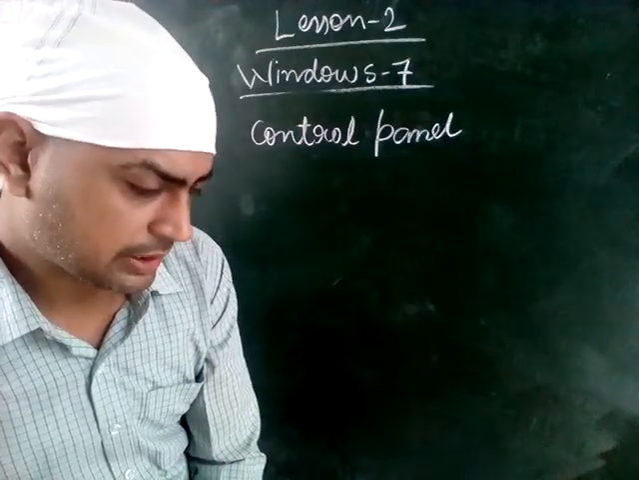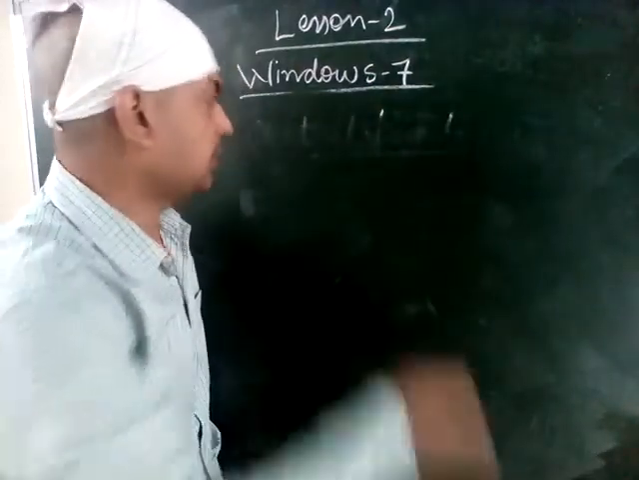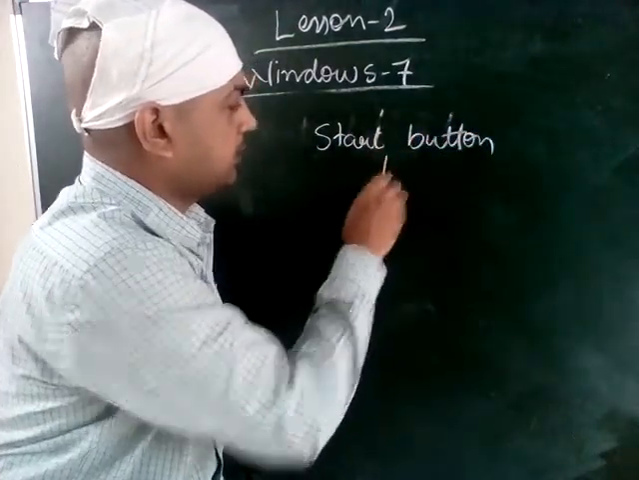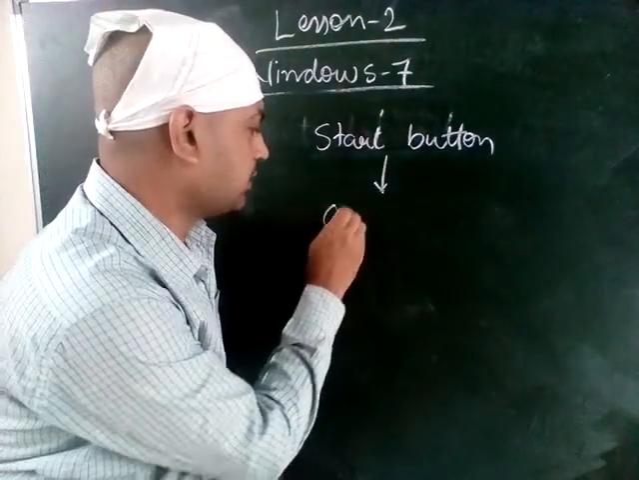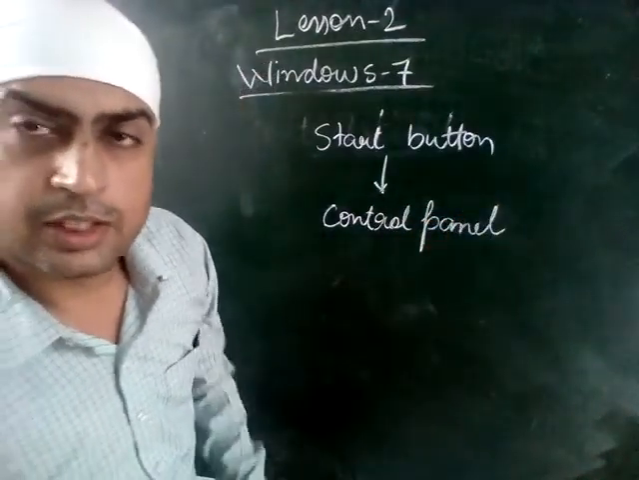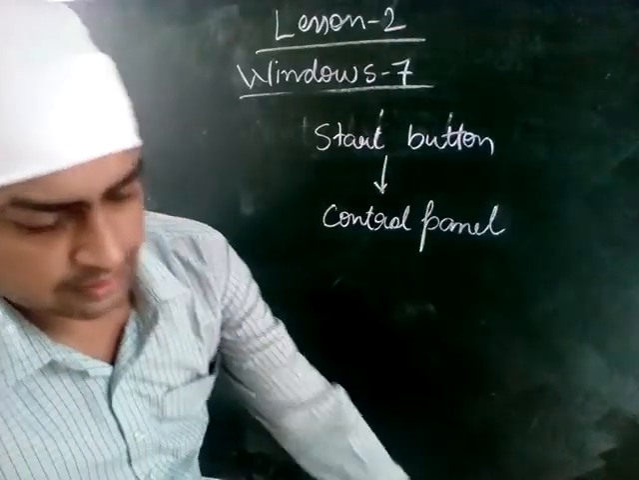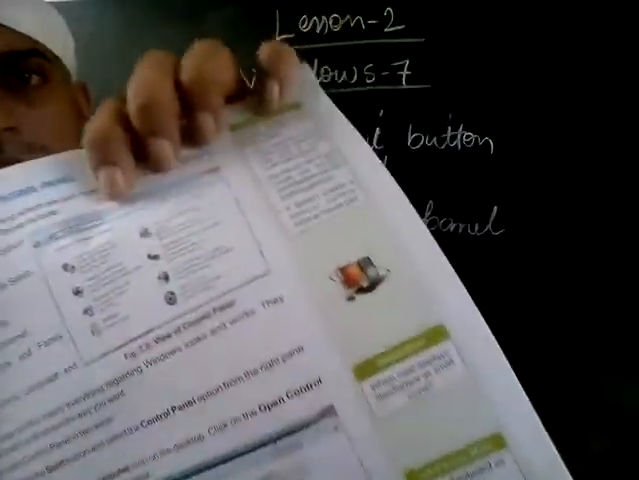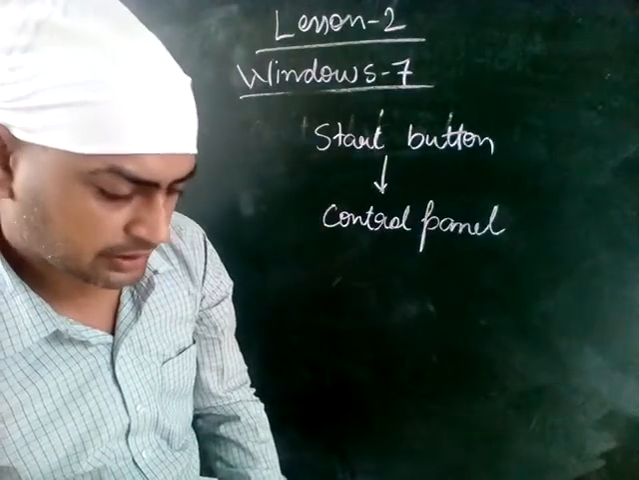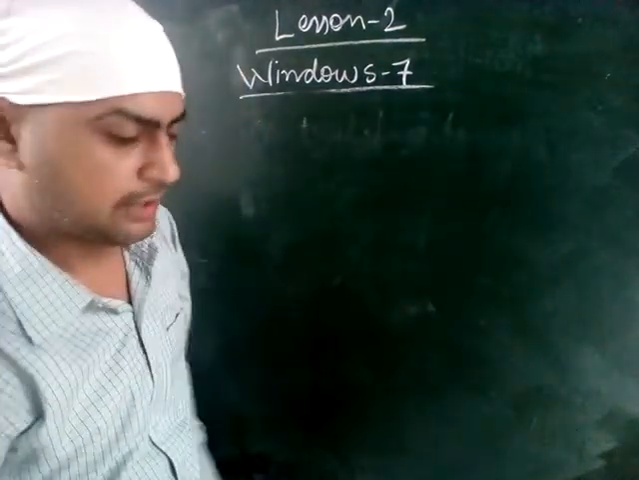Now how we will start control panel? Simply you will go to start button, and in this start button you will click on control panel. So this will be opened, and after opening this control panel you will see this kind of window. I want to show you this kind of window you can see. So then after you can start working with the control panel. Now the next topic is date and time.